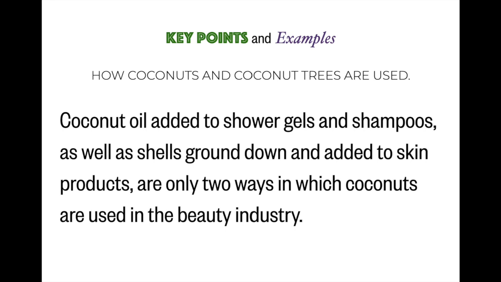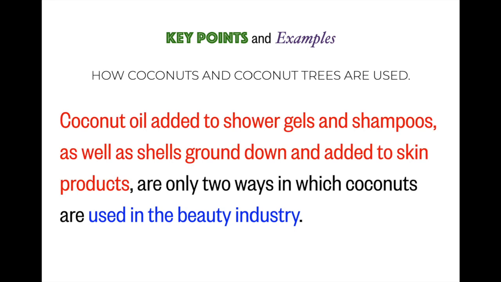Now, I would like you to pause the video and find one way that coconuts and coconut trees are used in this sentence. Do that now, please. Did you do it? I hope so. Okay, let's have a look. One way that coconuts and coconut trees are used is in the beauty industry. It's a bit of a giveaway, isn't it? The question says how coconuts and coconut trees are used, and the text says coconuts are used in the beauty industry. But as you can see in that sentence, there's a lot more information, all of this stuff up here.